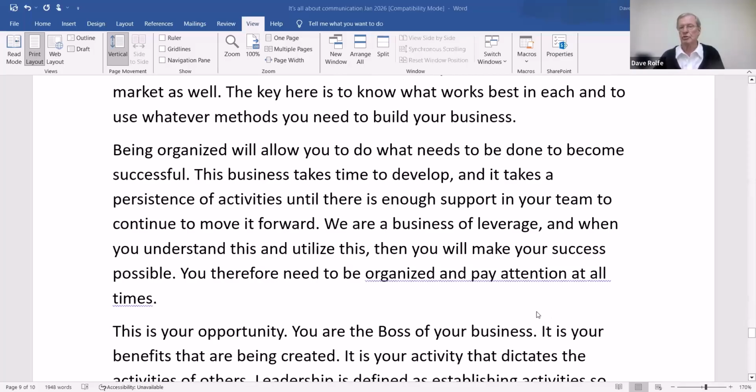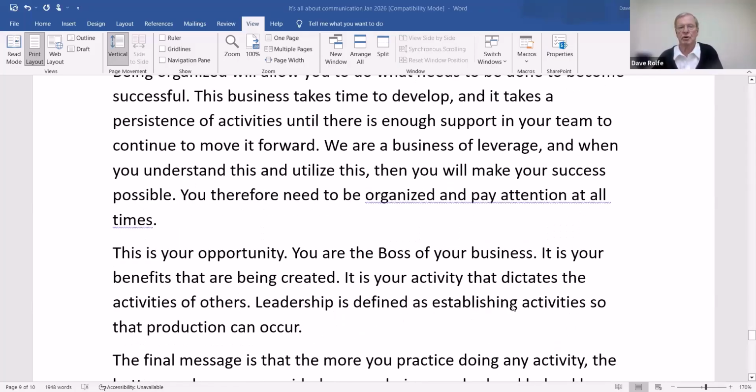Now, being organized will allow you to do what needs to be done to become successful. This business takes time to develop, and it takes the persistence of activities until there is enough support in your team to continue to move it forward. See, when you build in depth, you create a team, so you have many people working in the same direction for you, with you. When you build width, each one is a competitor to the other. They're on the same general team, but they need your help because you need to help them build. I just don't know anybody that didn't need help. It's so important. Therefore, you need to be organized to pay attention to all at all times.